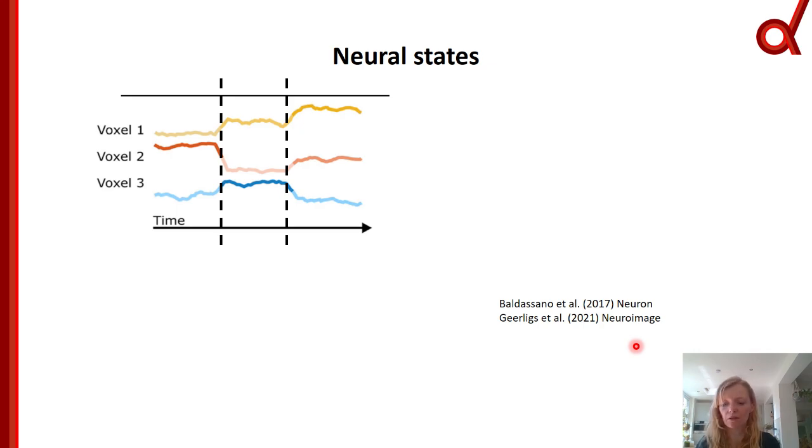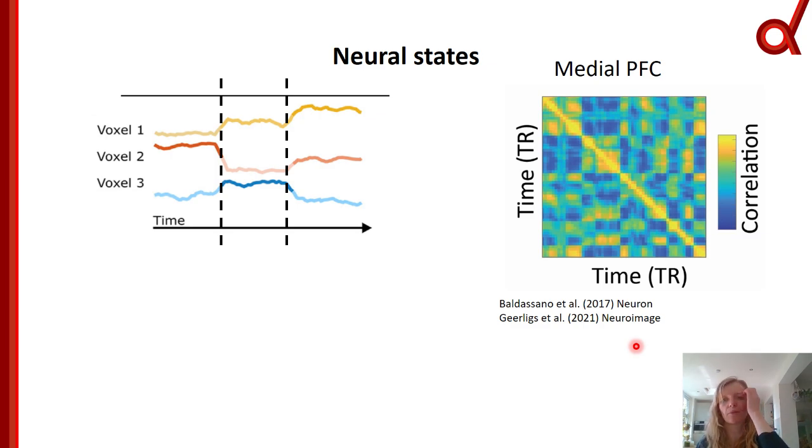So let's look at that in some real data. So here we see data from the medial prefrontal cortex. And what you can see here is that the activity pattern, this is a time by time correlation matrix of data averaged across participants. And what we see here is that there's this period during which the voxel activity pattern is very similar, so the correlation remains very high, and then suddenly there's a switch to a different activity pattern. And again, that's stable for a while until there's a switch. So we can use data-driven algorithms to identify these boundaries between neural states.